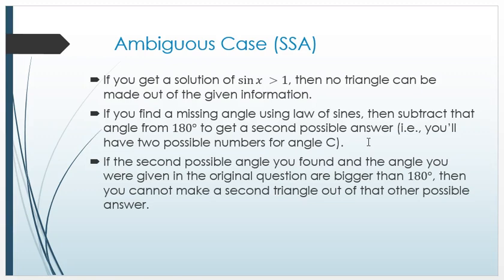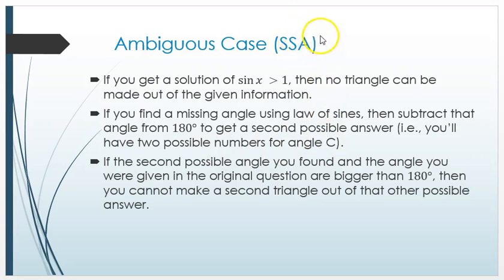And so that'll create two different possible answers for the angle that you were looking for, and we'll have to solve each of those triangles separately. So sometimes there will be two triangles, and you'll have to get all three sides and angles for both of them. Sometimes you'll take that second possible angle, the 140 degrees I was talking about, and then add it to the original angle you were given in the problem.